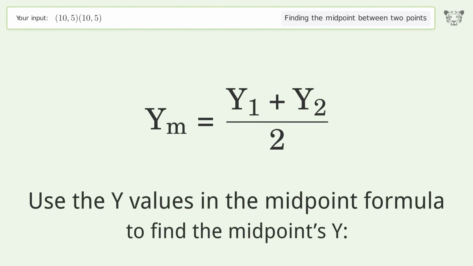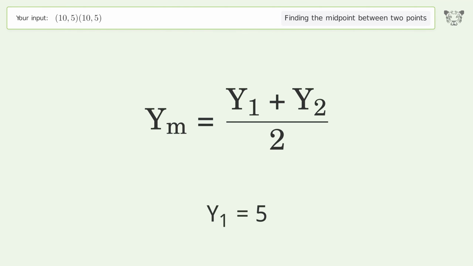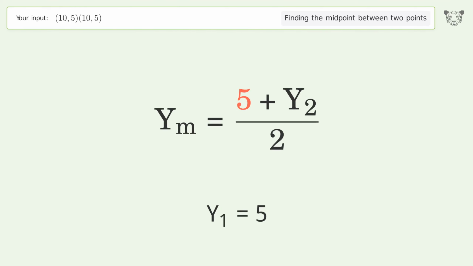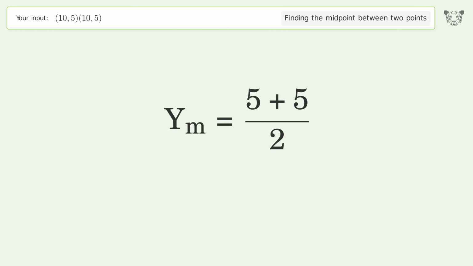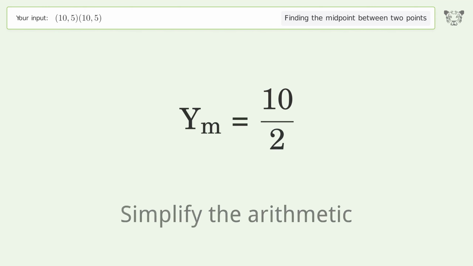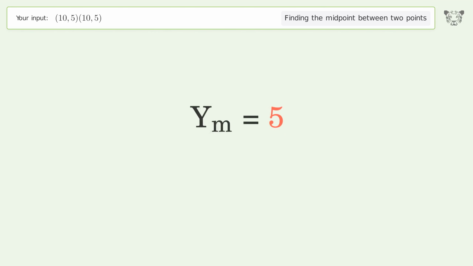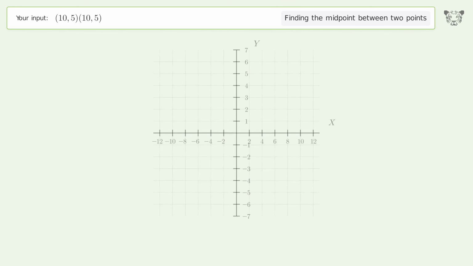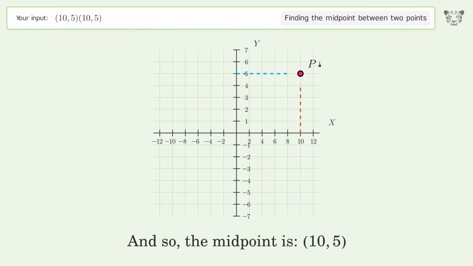Use the y values in the midpoint formula to find the midpoint's y. y1 equals 5. y2 equals 5. Simplify the arithmetic. And so, the midpoint is 10, 5.